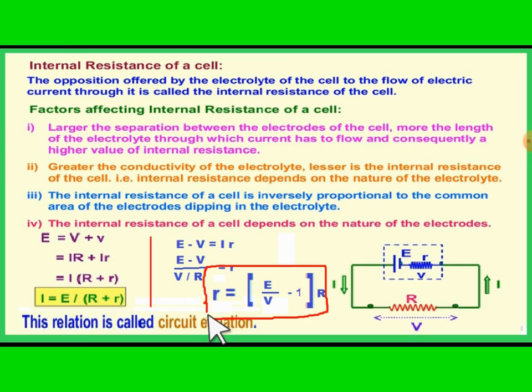That can be done by using a potentiometer. So while doing that, this formula needs to be remembered at that time: (E by V minus 1) whole into R. Got it? So this is the circuit equation. Got it? You can call it that.